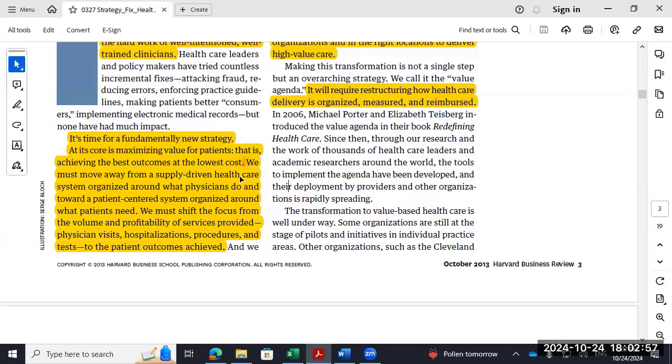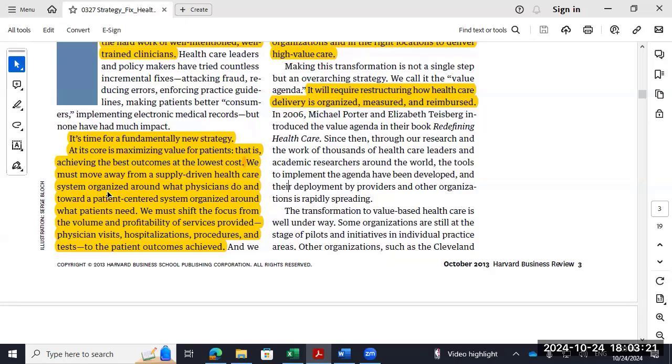Move away from supply-driven healthcare, organized around physicians, toward a patient-centered system. This goes right in your summary, top front and center from what he's saying. Patient-centered system organized around what patients need. That's the key right there. Move from the supply side to the demand side. Again, that's what I talked about with my issue with the Affordable Care Act.